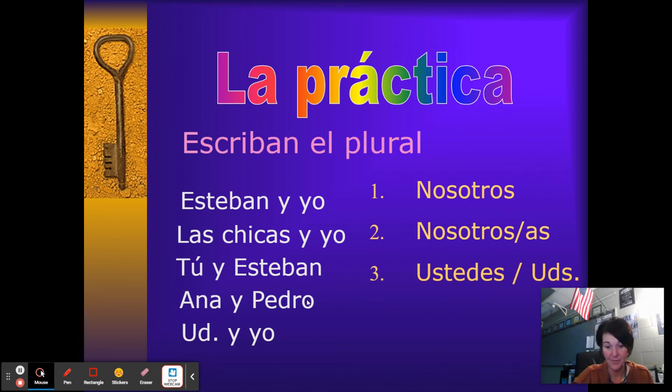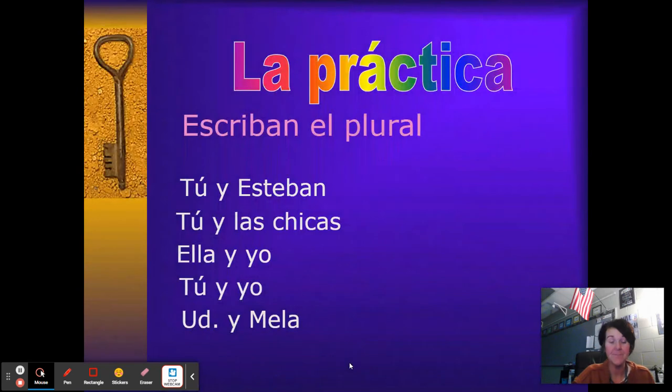Ana y Pedro. That's going to be ellos. There's a guy, there is a girl, but we always default to the masculine if there is a guy. Usted y yo. This one's a little tricky. But remember, anytime you use yo, it's like using I, which is we. And so then you're going to have nosotros, could be nosotras, because we're not sure of the gender of these two. Okay. So this goes on and has some more practice.